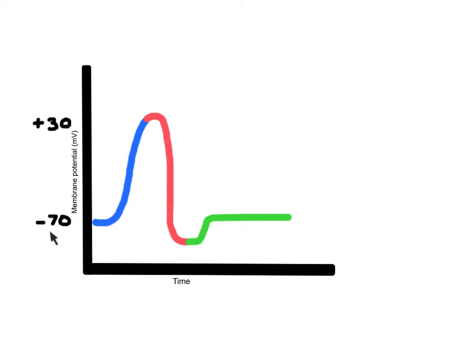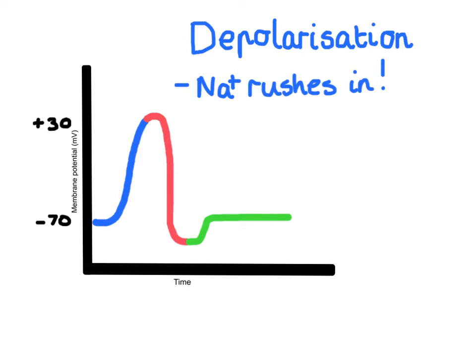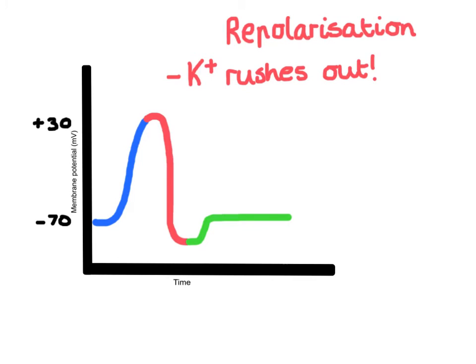At negative 70 millivolts, the membrane is at resting potential. Displayed in the blue is depolarization. Depolarization is when sodium ions rush into the cell, therefore making the inside of the membrane more positive. Here is when the action potential occurs. Repolarization is displayed here in the red. Repolarization occurs when potassium ions rush out of the cell, therefore making the membrane more negative.